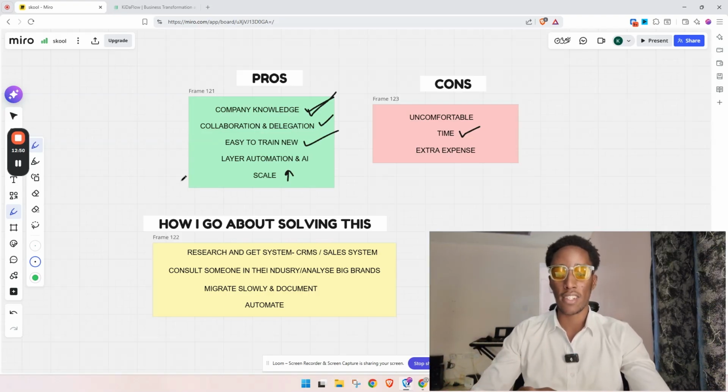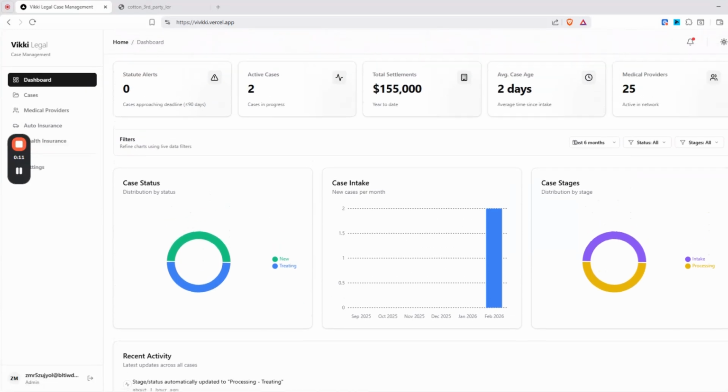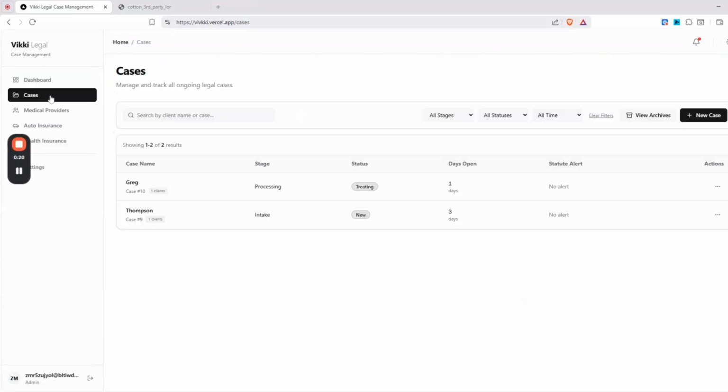The second thing, if you don't know where to get such a system, is probably to consult someone in the industry or analyze big brands in your industry. You can consult someone who deals with systems. You can search for CRM systems, CRM experts, operation experts, workflow experts. They will be able to give you good recommendations of the best software to use for systemizing your work, whether it's for your clients, your clients' data, your process data, or your product data. You can find someone like this on LinkedIn or on Upwork.